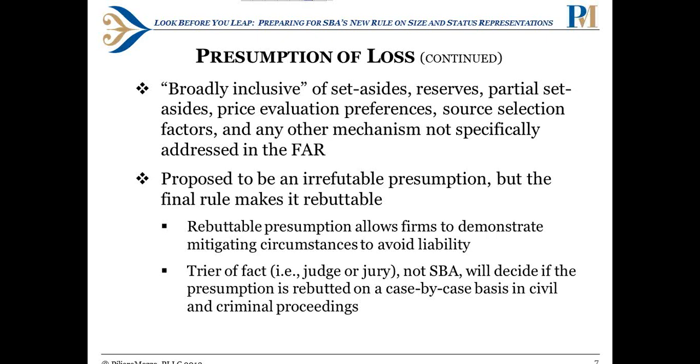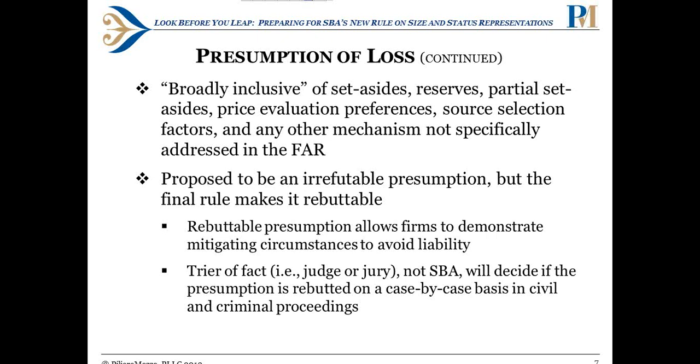However, it is interesting to note that the final rule does not establish an irrefutable presumption of loss, and that is a positive for contractors. The proposed rule that came out in October 2011 established an irrefutable presumption of loss when there was willful misrepresentation. But the new rule that goes into effect in a couple weeks dropped the word irrefutable, and so there's going to be a rebuttable presumption in the new rule, which means that if you are subject to enforcement under this rule, your prosecution or alleged liability, you have the opportunity to present mitigating circumstances to demonstrate why your liability either should be avoided or limited.